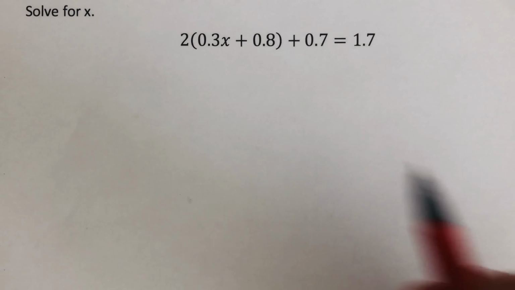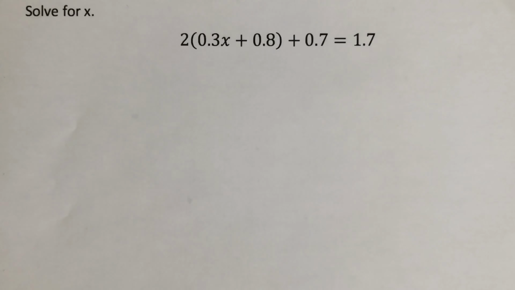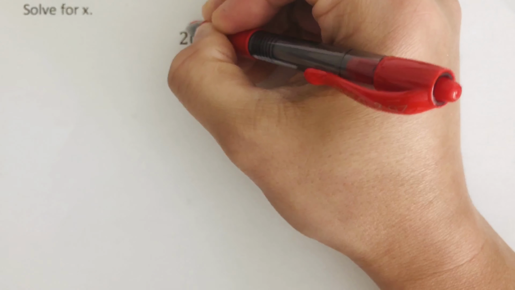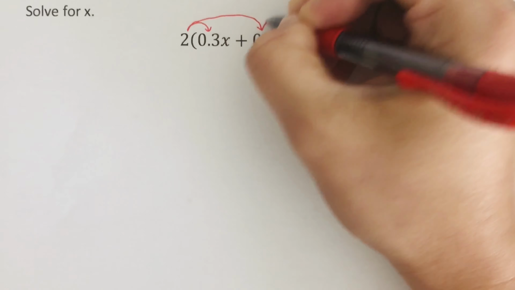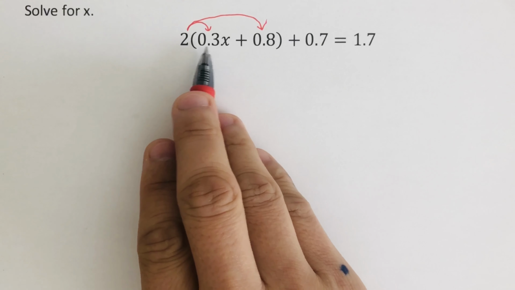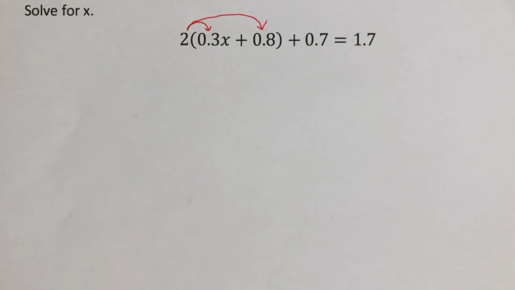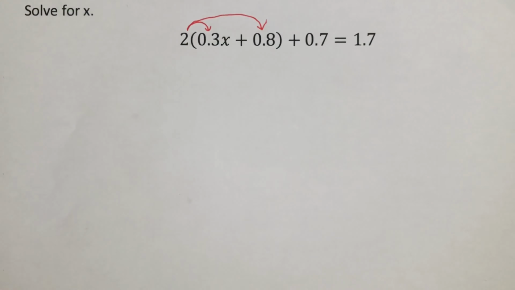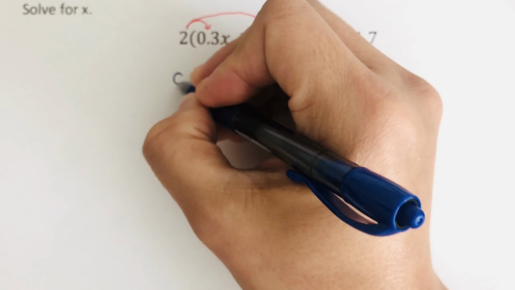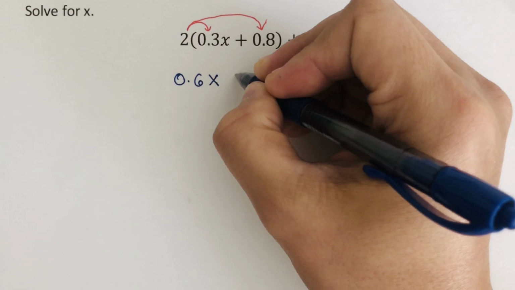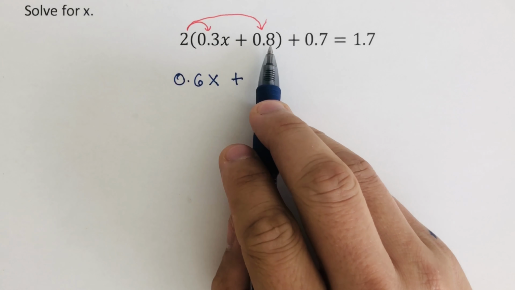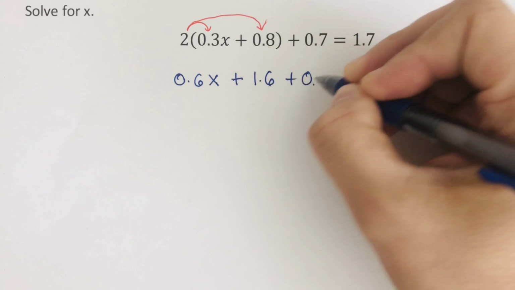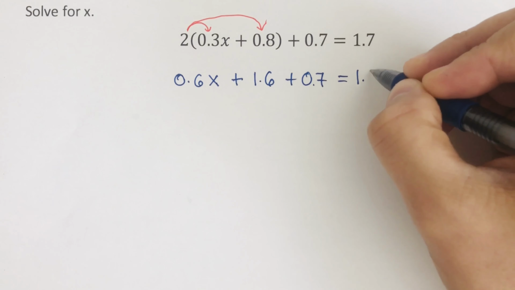Again, we are going to clear the left side with all of the parentheses. So we distribute the 2 first to each of the terms inside the parentheses. It has to be to each of them, not only to the 3, because others miss that part. So this would come out, that's 2 times 0.3 would be 0.6x plus 2 times 0.8 is 1.6 plus 0.7 is equal to 1.7.